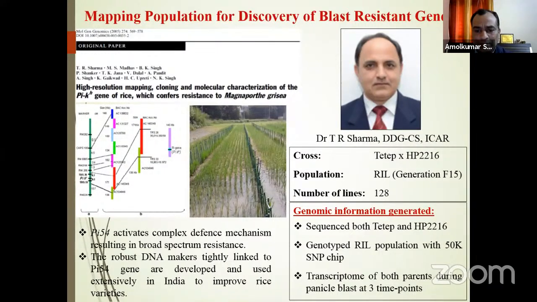So we genotyped these 128 lines using this, and further I did transcriptome at the panicle level, so panicle blast, at different time points. We developed this transcriptome in both parents, that is TTEP and HP22, at 0 hour, then 48 hours, 72 hours, and 96 hours, so that we can get how this orchestra of genes is present during panicle blast.